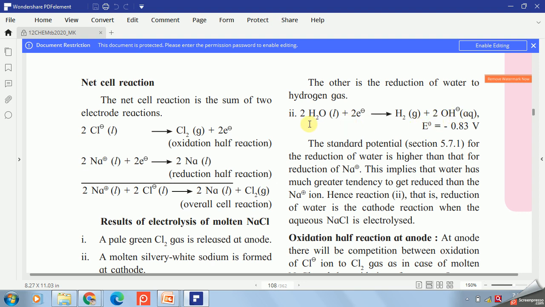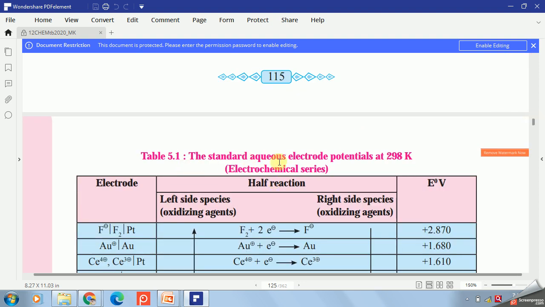So overall, the H plus from water gains electrons and gets converted to hydrogen: 2H plus gain 2 electrons to form H2. E0 value is minus 0.83 volt. So the standard potential that we observe in the electrochemical series, under section 5.7.1, for reduction of water is higher than that of reduction of sodium. In table 5.1, the standard aqueous electrode potentials at 298 Kelvin, that is the electrochemical series, different electrodes are arranged in decreasing order of reduction tendency.